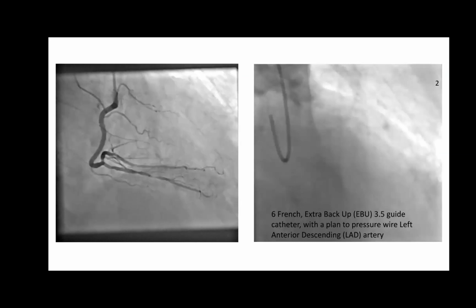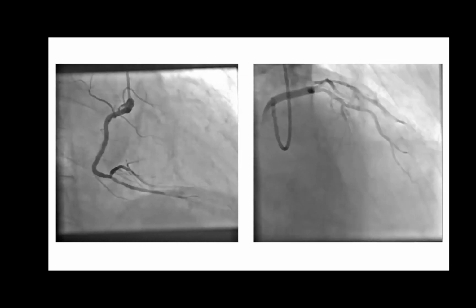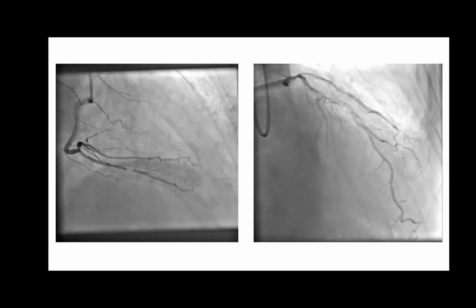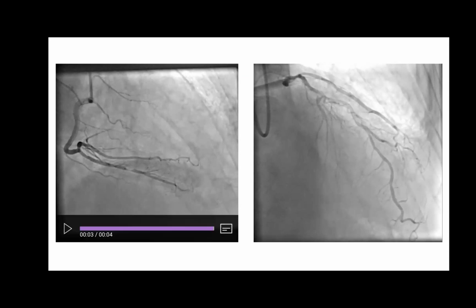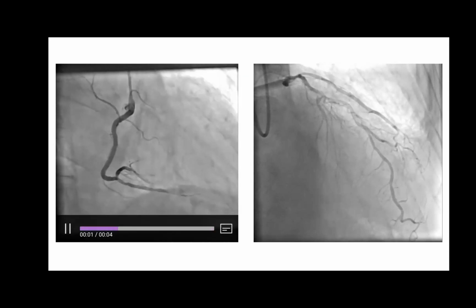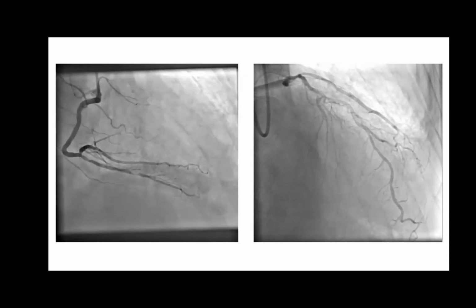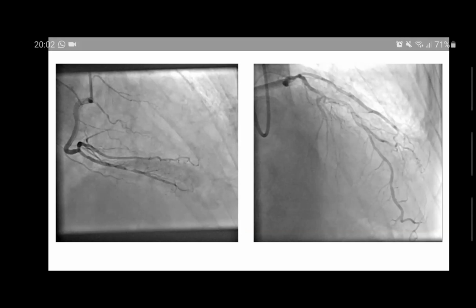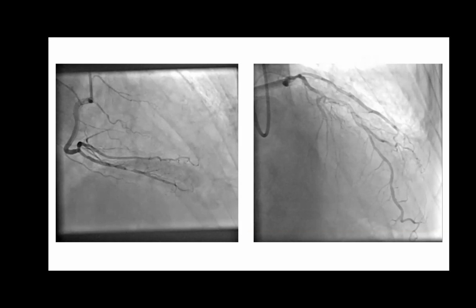So I started with the angiogram in the normal manner from the right radial artery. The right coronary angiogram was okay, which showed a patent stent in the proximal and mid LAD. For the left side, because we were anticipating pressure wiring the LAD, I took an EBU 3.5 guide.